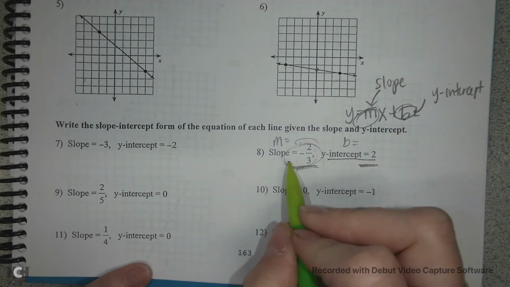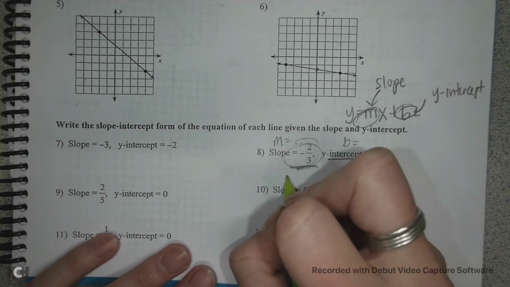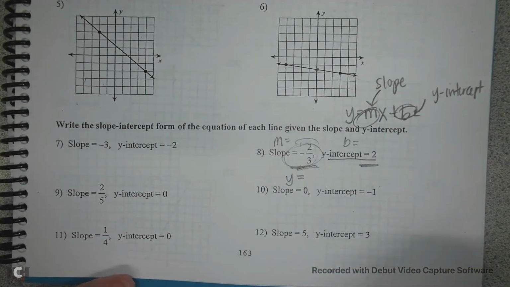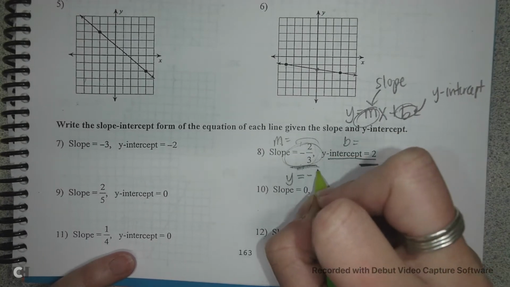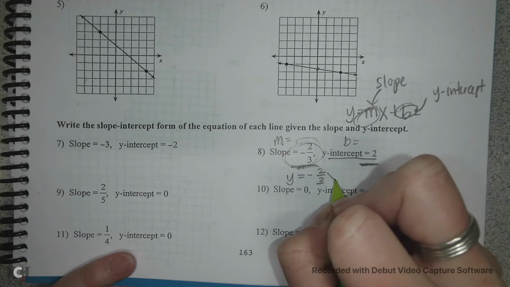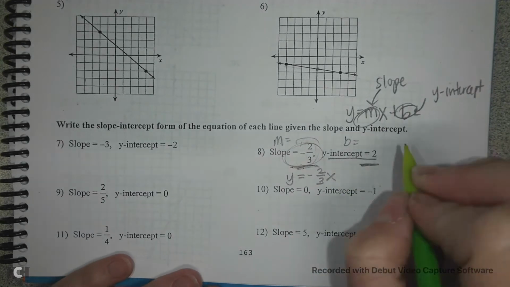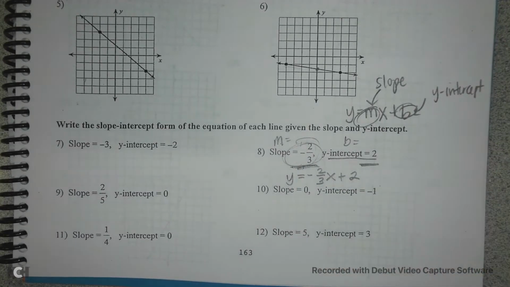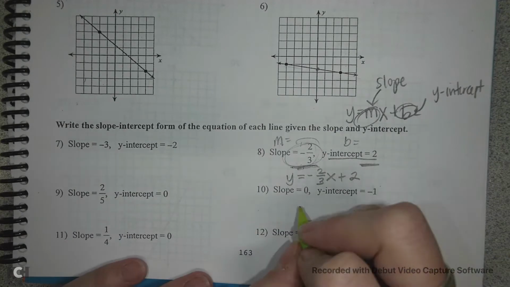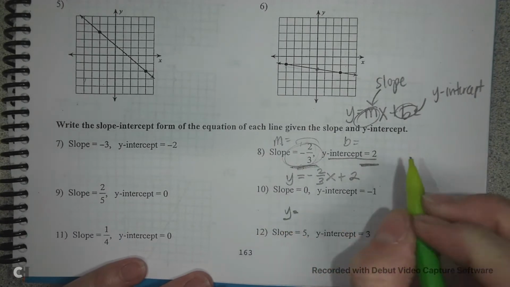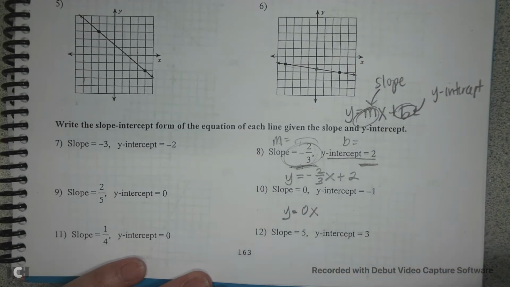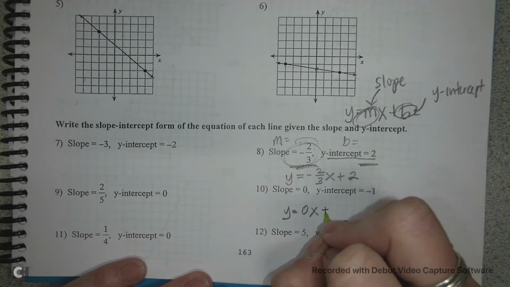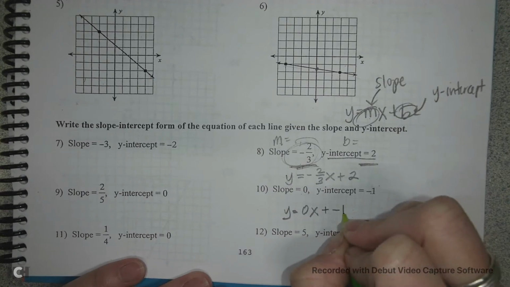So to write the equation of this line, you always start with y equals, and then it's mx, so my m is negative 2/3. Always put your x next to your slope, and then you need to add your b at the end. It's the same thing on number 10. Y equals m, our slope is 0. Always put the x next to your slope, and then we're going to add our negative 1, our y-intercept, our b at the end.